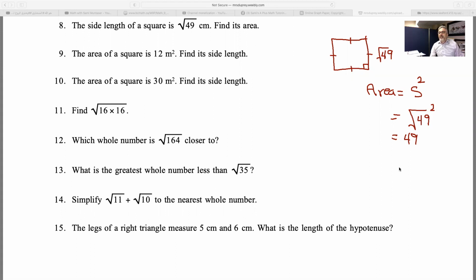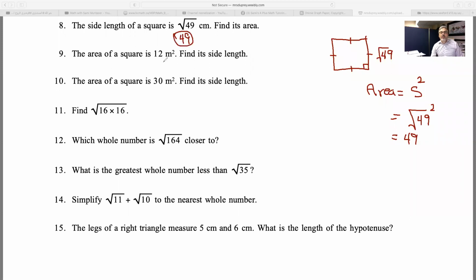If you want it in detail, square means root 49 times root 49. You're going to get a big number, then you square root that big number, and it gives you 49. So just learn that the square always cancels the square root, and you get 49. Okay. So the answer here is 49.